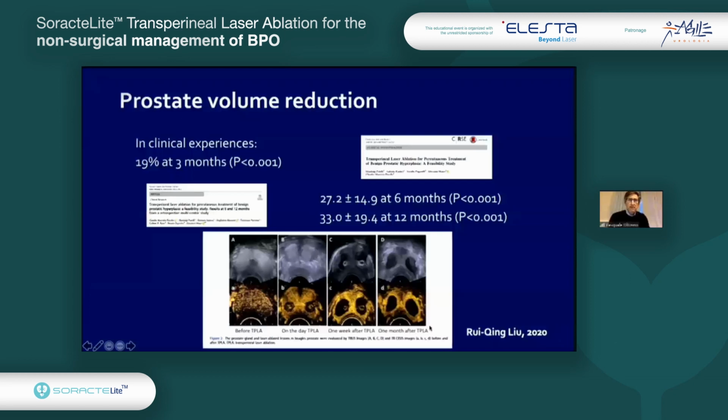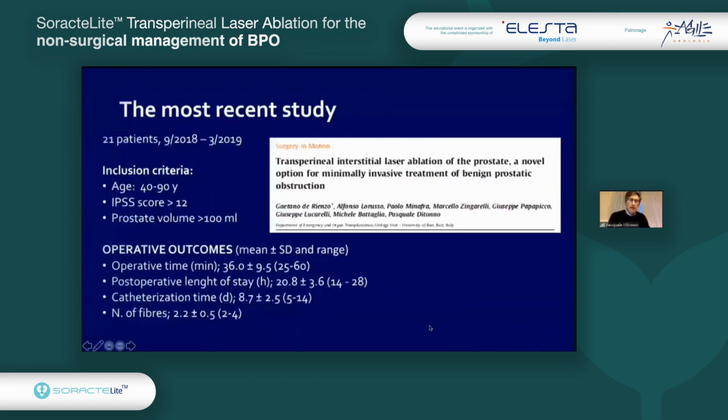So the prostate volume reduction in clinical experience in humans came from 19% at 3 months to 27% at 6, to 33% at 12 months. Quite very good results. And then we give our most recent studies. Our study was published in European Urology.